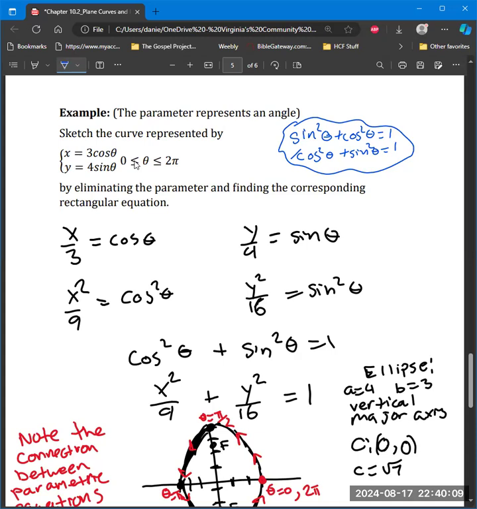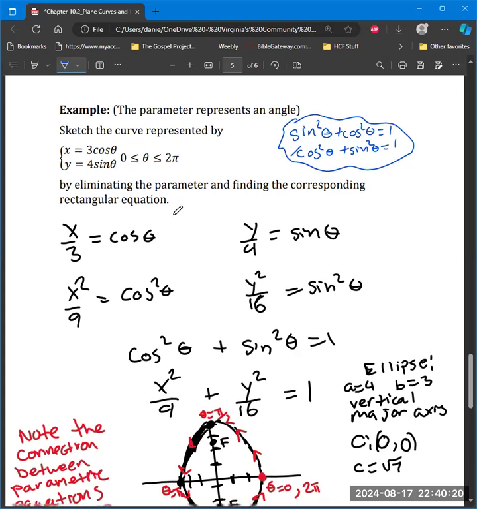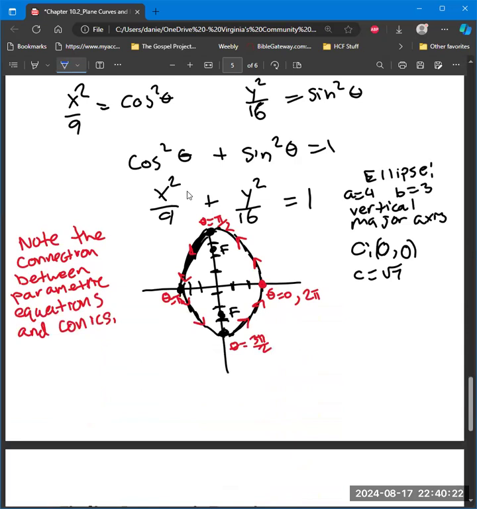Y squared over 16 is sine squared theta. So I'm going to write cosine squared plus sine squared is equal to 1. I'm going to write x squared over 9 plus y squared over 16 is equal to 1. That's going to be an ellipse with an a of 4, a b of 3, and a vertical major axis since a is underneath the y.